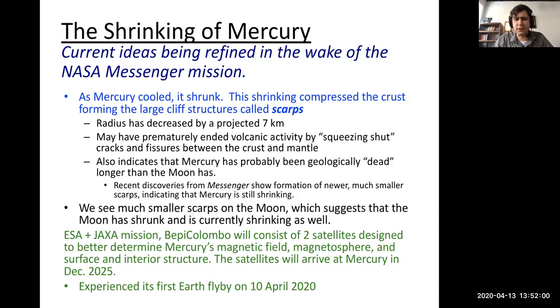And I do want to just point out, if you're interested, especially as an extra credit thing, there's the ESA plus JAXA, so the European Space Agency and the Japanese Space Agency, have a mission called BepiColombo that's currently en route to Mercury. There's going to be 2 satellites. And one of the major mission goals is to determine Mercury's magnetic field, its magnetosphere, and look at its surface and interior structure. It's scheduled to arrive to Mercury in December of 2025, and it has a long route to get there. It actually decreases its velocity a little bit so it could spiral inward towards the sun, and a flyby of Earth on the 10th of April.